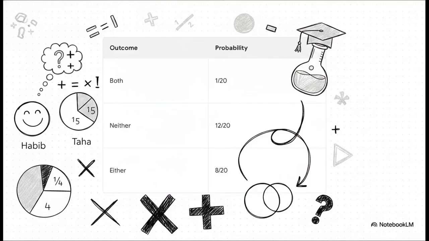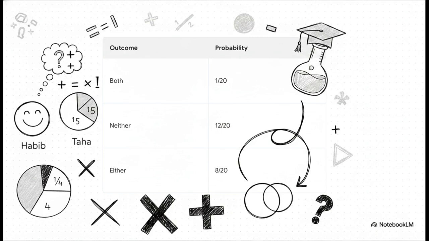Say Habib has a 1/4 chance of solving a math sum, which means he naturally has a 3/4 chance of failing. Taha has a 1/5 chance of solving it, meaning a 4/5 chance of failing. If they both try, what's the probability that both solve it? Because they're independent, we just multiply their success fractions. 1/4 times 1/5 equals 1/20.